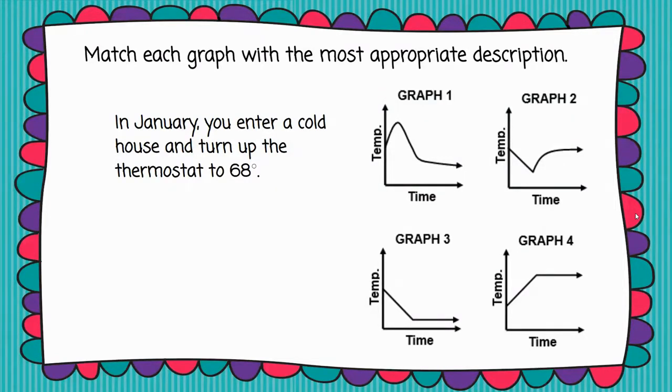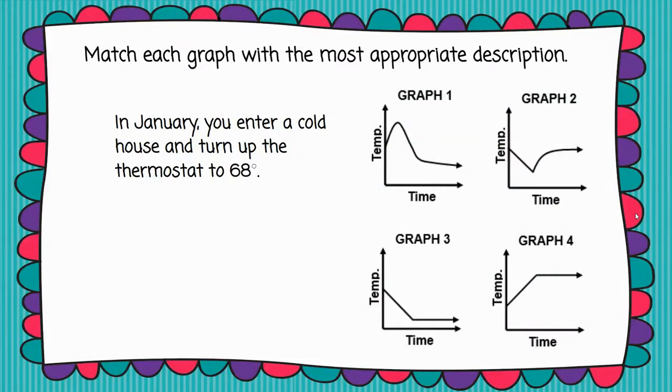Temperature is cold in January. You're going to turn up the thermostat. So you're going to turn up the heat so that it gets warmer. So I want you to think about turning it up. So think about your graph going up. And then what happens in a thermostat is that it begins to level off as you get to 68.